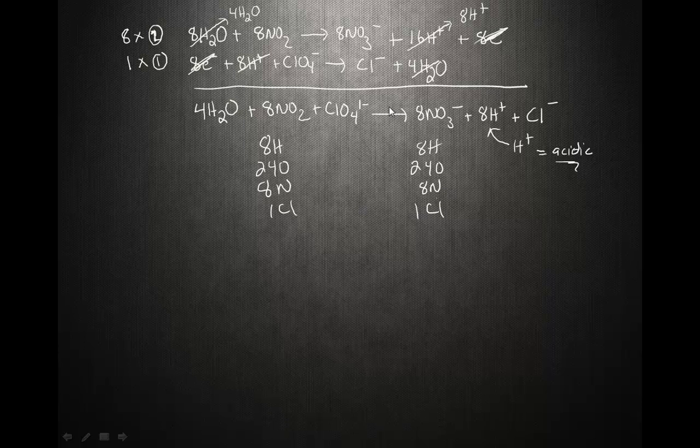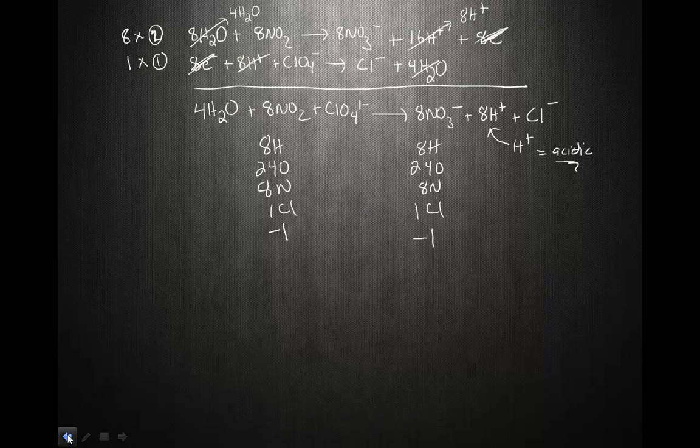And now let's just make sure that our charge is correct. This entire side has a charge of -1. And this side also has a charge of -1 because these 8 negatives plus 8 positives cancel each other out, and I'm only left with 1 negative right here, the Cl minus. So that's -1 as well. So we've got our charge balance, and we've got all our elements balanced, and we've got our acidic left over. We are finished.